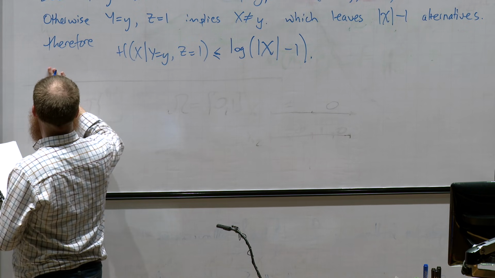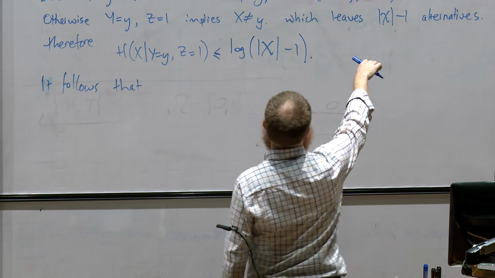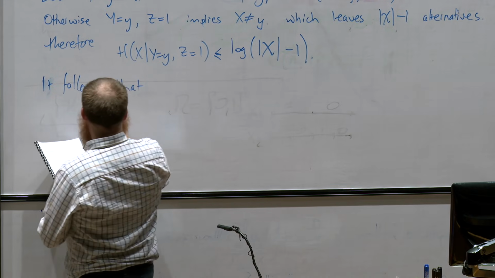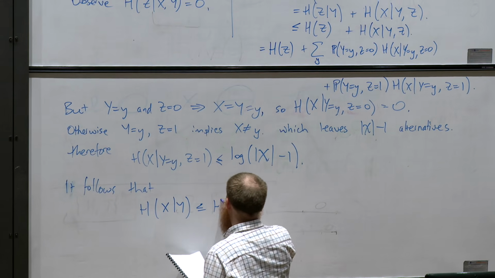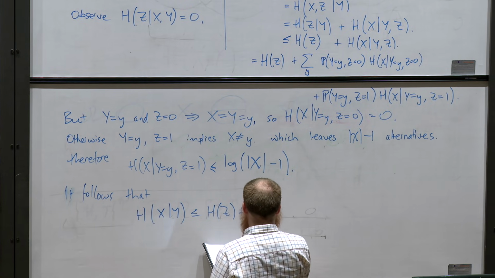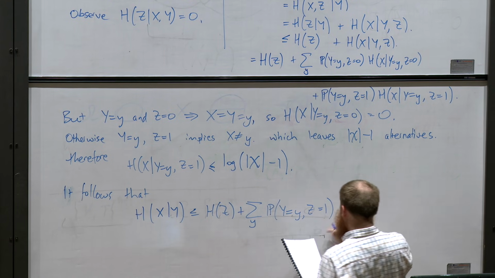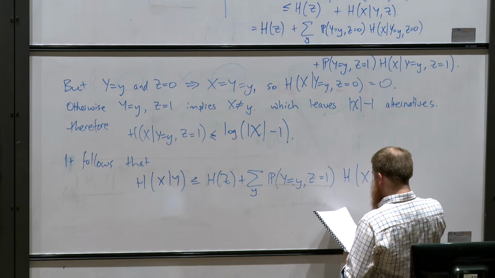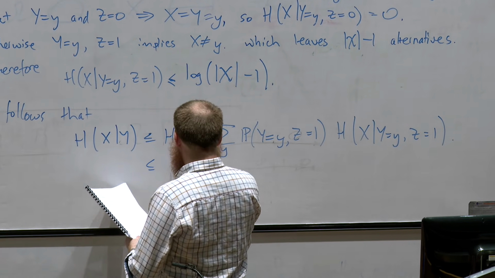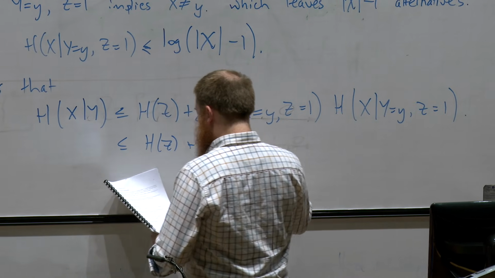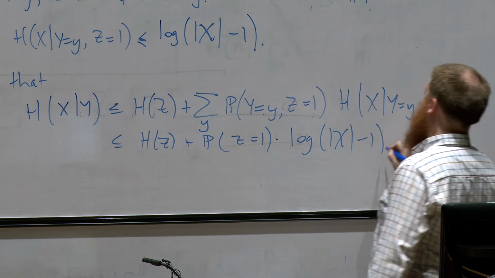So it follows that, so let's substitute this calculation and this calculation in. I get that H(X|Y) is less than or equal to H(Z) plus the sum over y's of the probability Y equals y, Z equals 1, H(X|Y equals y, Z equals 1), which is less than or equal to H(Z) plus the probability Z equals 1 times log(size of X minus 1). And we're done.